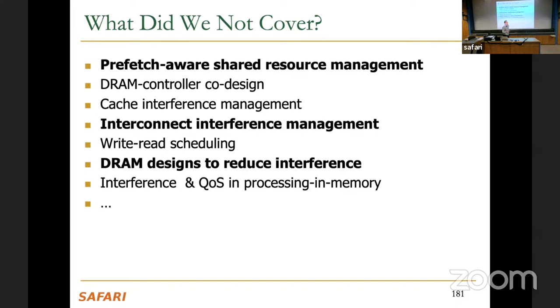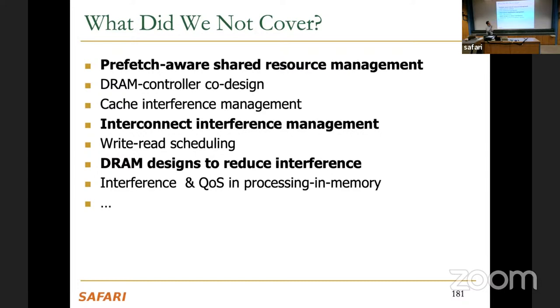You have a demand request from one application that you know is useful, and you have a prefetch request from another application that you may not know is useful. In fact, in many systems, you don't even know that's a prefetch request. So how do you prioritize these things? This becomes really important in shared resource management, not just the memory controller, but also caches. How do you manage a shared resource when you have different requests?